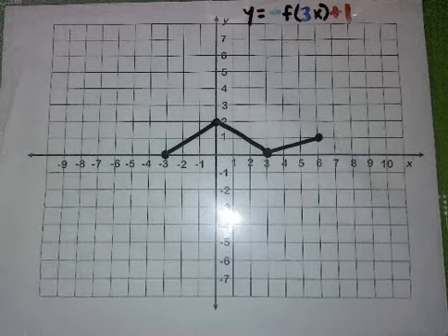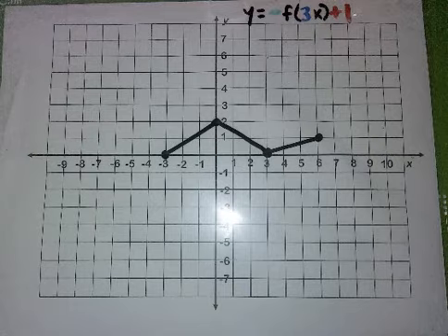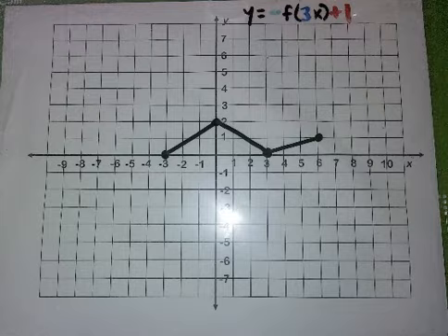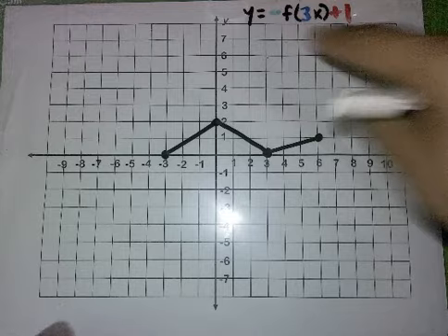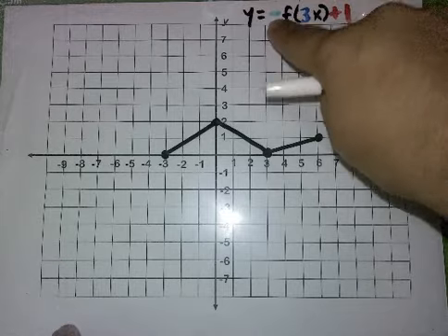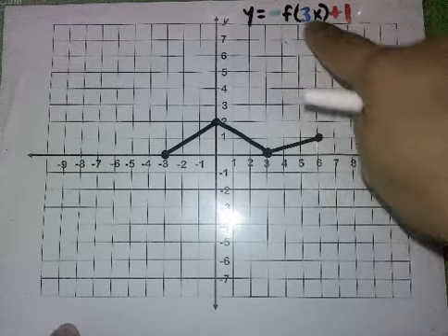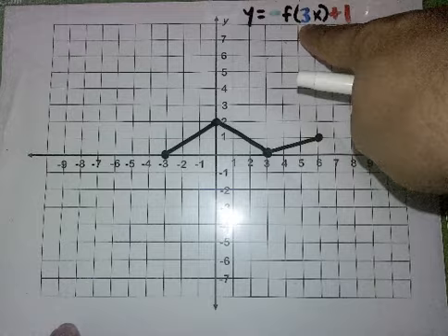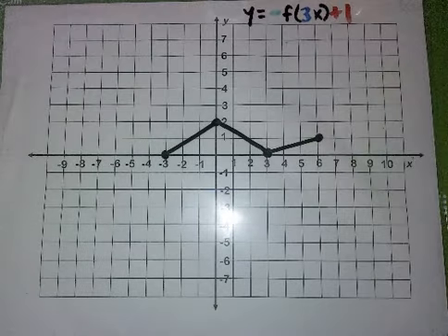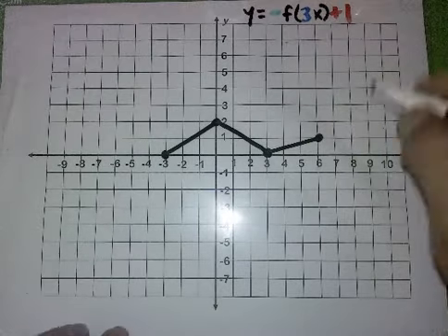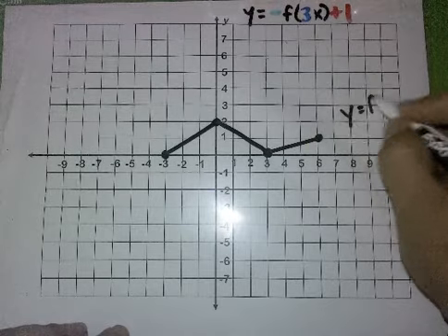Okay, so welcome back. This is going to be my second example. This time we're going to look at what happens when you put a negative in front of the f and how does that transform the graph of f of x. And then what do we do when we have a number inside the parentheses? So this right here, this will be my graph of y equals f of x.